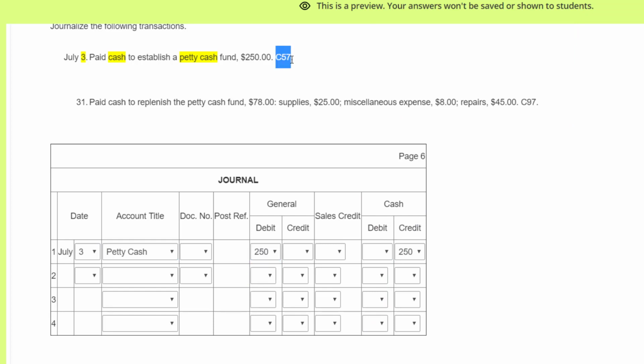And then the last thing I can do here is take my document number. It was a check that we used to pay it off, and I drop it in there. So that takes care of the 3rd. Next up, we're going to do the 31st.